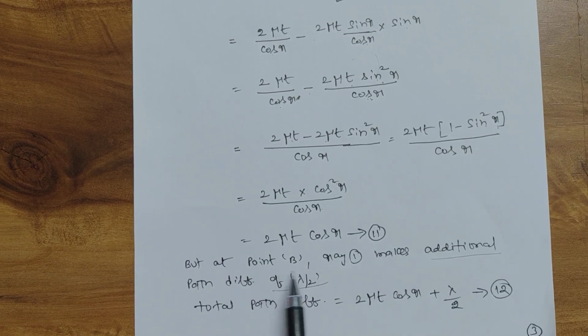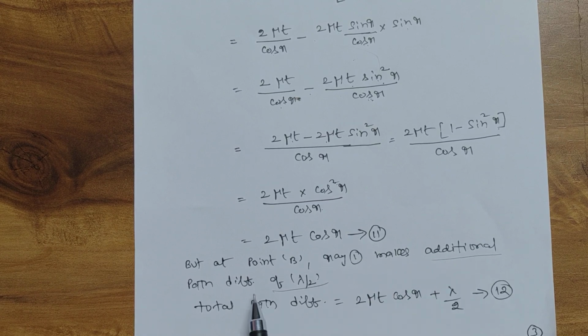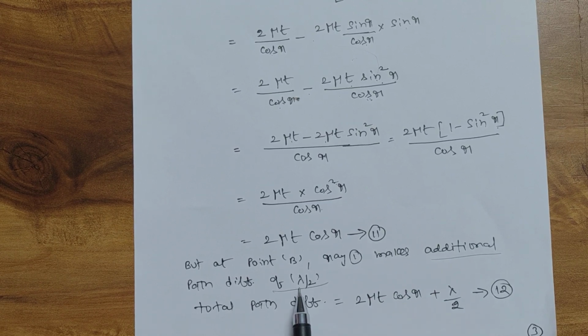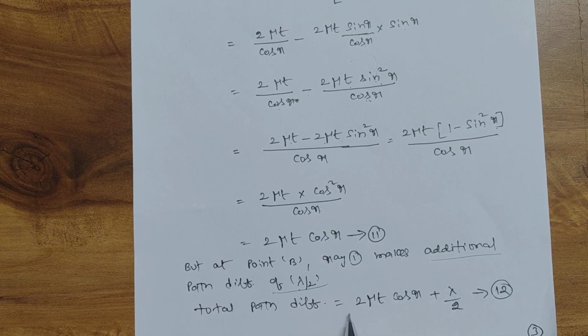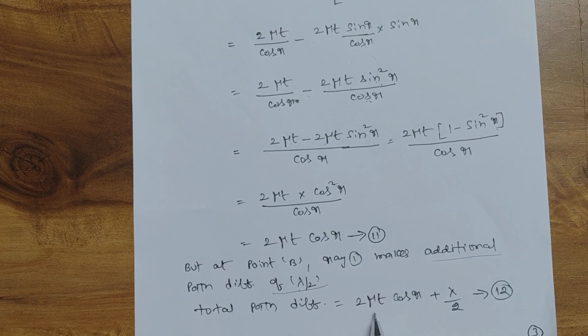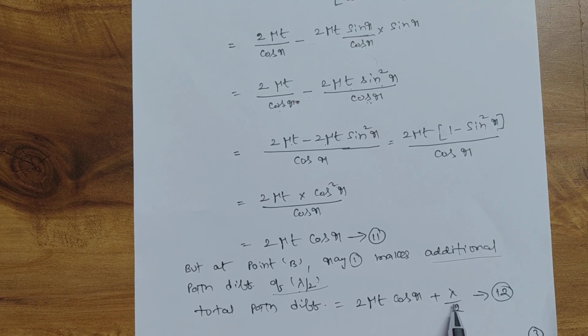But at the point B, ray 1 makes an additional path difference of lambda by 2. Therefore the total path difference between ray 1 and ray 2 is equal to 2 mu t cos r plus lambda by 2. It is the 12th equation.